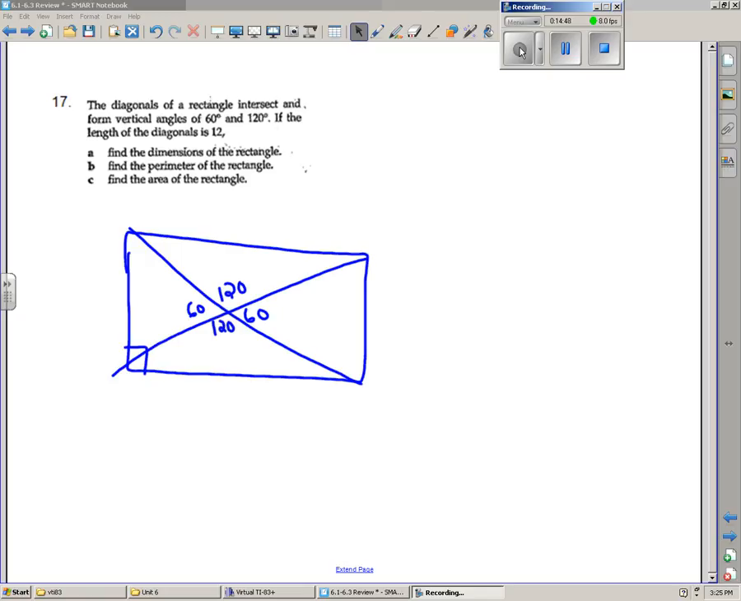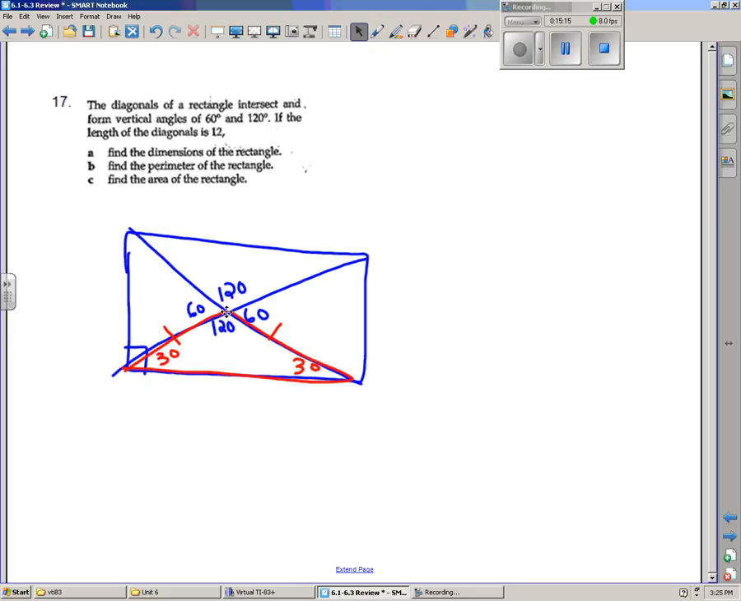So the diagonals of the rectangle bisect each other. I'm not so sure that you know that. I don't know if this will be on the test tomorrow, but as it turns out, if I just focus on this bottom triangle down here, since the diagonals of a rectangle bisect each other, we've got these guys being congruent, which forces these angles here in the corner to be 30 and 30.